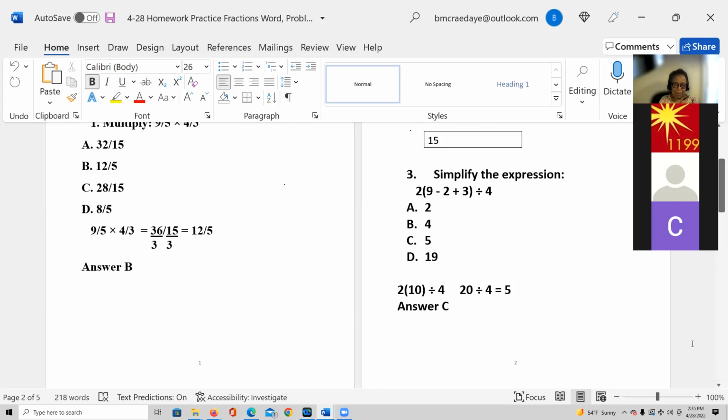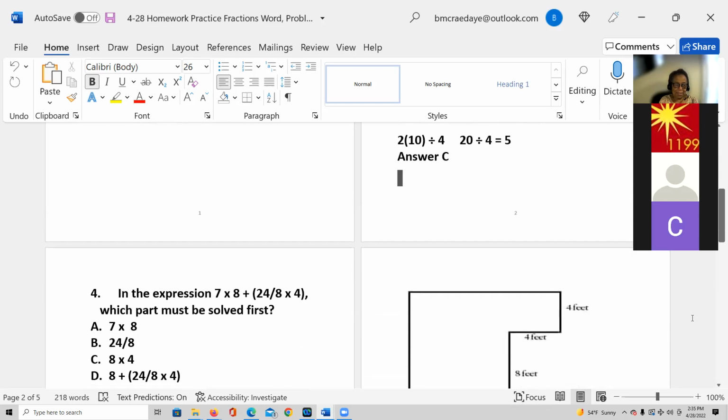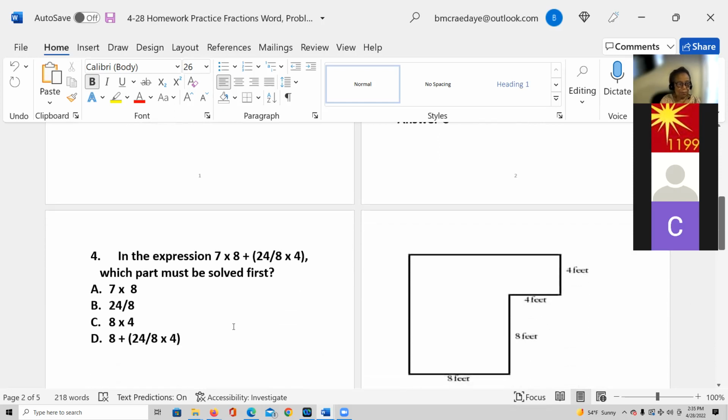All right. That was PEMDAS. Now the next one is also a PEMDAS. In the expression 7 times 8 plus, in parentheses, we have 24 divided by 8, that's a division, and then the result of that times 4, a multiplication. The question is, which part must be solved first? Maureen, which part must be solved first? Can you see the choices?